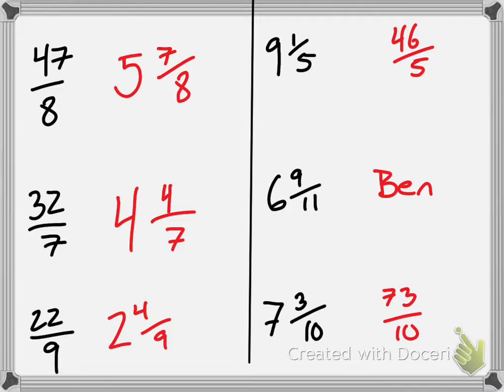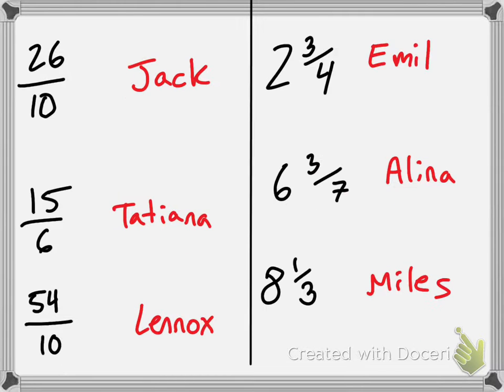Ben, are you able to answer this for me? So what is 6 and 9/11 equal to? Perfect. 75/11. 6 times 11 is 66, plus 9 gives me 75. Here's my last page for us to practice.